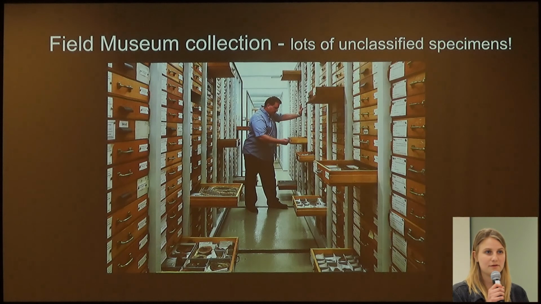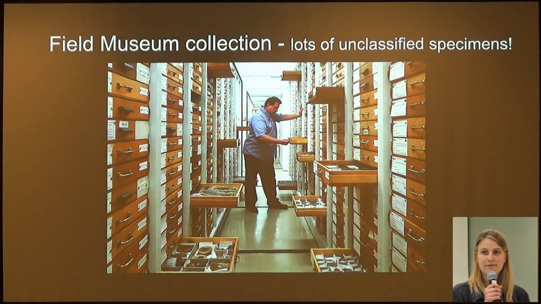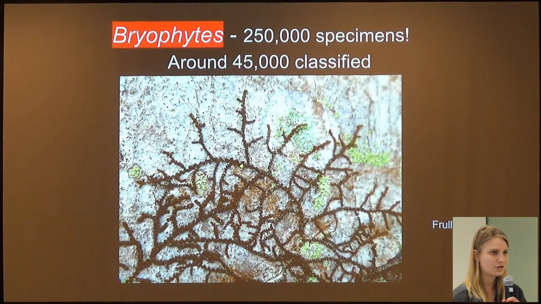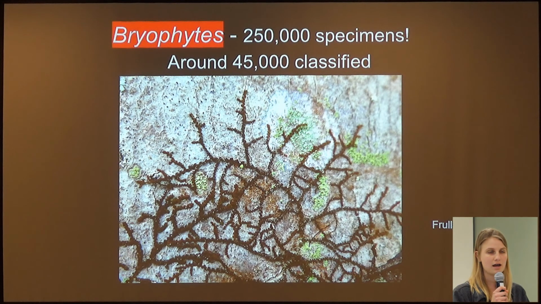So I work at the Field Museum. At the Field Museum alone, we have 40 million specimens. Many of these also have not been classified yet. And for my Flask app, for my mentorship program project, I teamed up with a Field Museum researcher who studies bryophytes. In the Field Museum collection, we have 250,000 bryophyte specimens, but only about 45,000 of those are classified. So I was interested in helping with this problem.